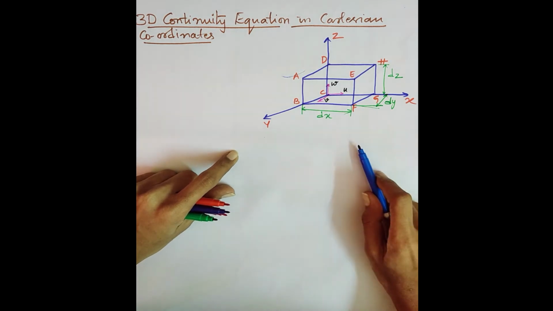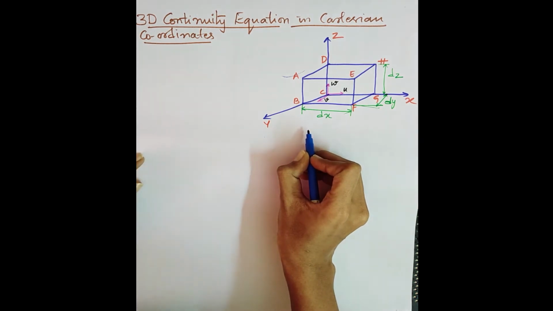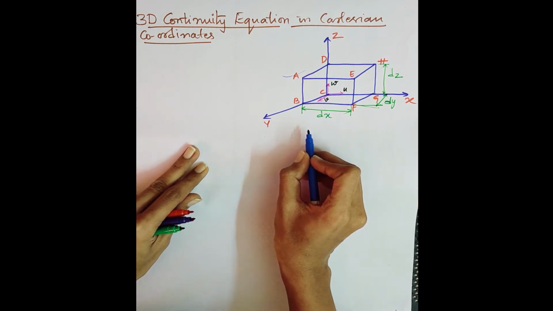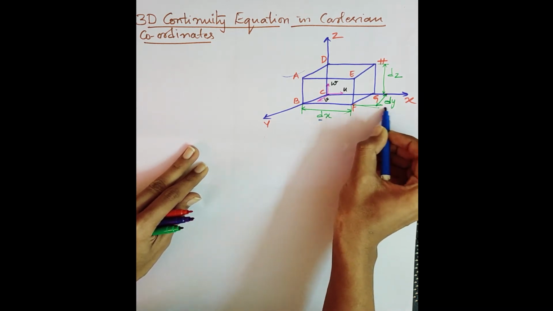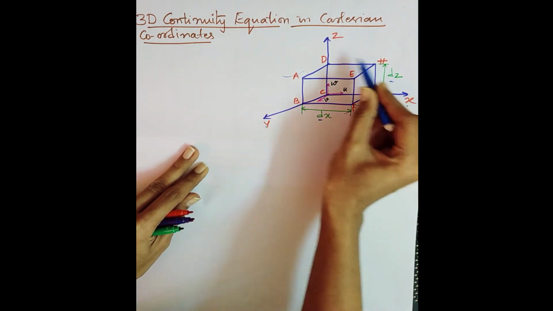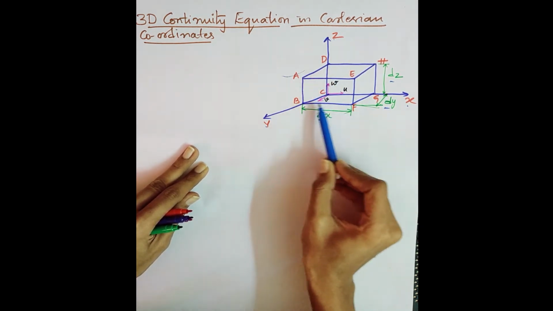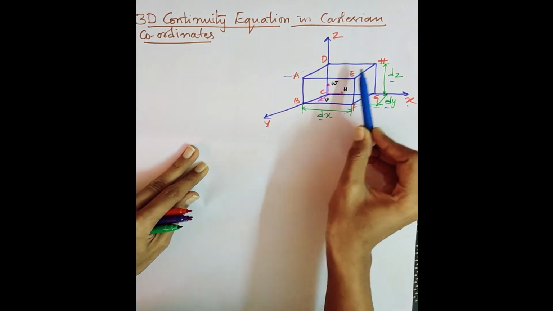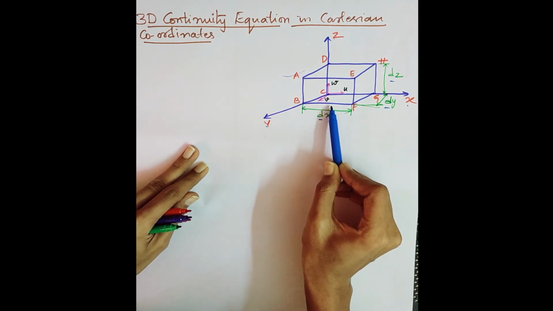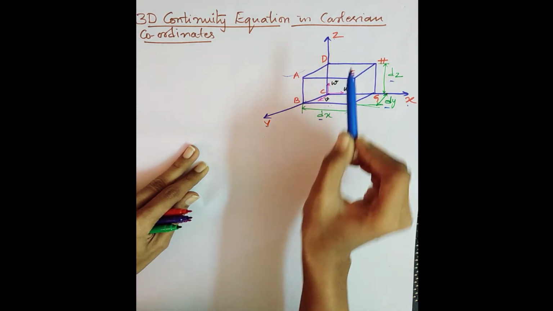To derive this continuity equation in Cartesian coordinates in 3 dimensions, we have considered a fluid element which has lengths dx, dy and dz in x, y and z direction. This is the fluid element we have considered, A, B, C, D, E, F, G, H, where the lengths of this fluid element are dx, dy, dz in x, y and z direction.